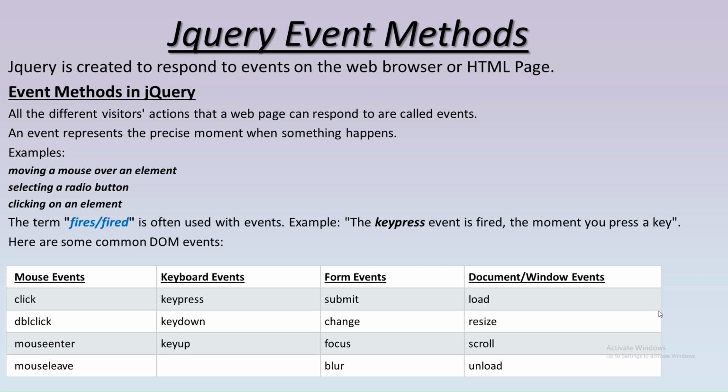And here are some common DOM events. Mouse events: what are the mouse events that we normally use? Click, double click, mouse enter, mouse leave. There is also the hover event as well. Keyboard events: key press, key down, key up. Some form events like submit, change, focus, blur, and document or window events like load, resize, scroll, unload. So these are the events we normally use with jQuery.